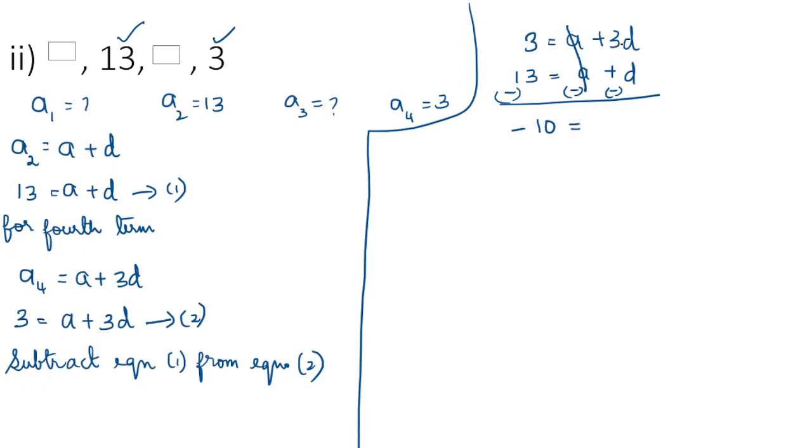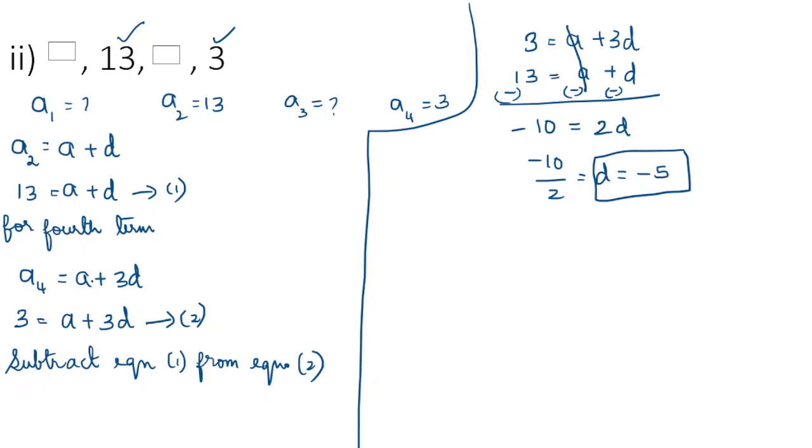How much is it? 3D. Out of 3D we have to subtract 1D, so 2D, and minus 10 divided by 2 is equal to D. Answer is D is equal to minus 5. Now what do we have to find? We need to find A1 and A3. So A1 we can substitute in any one of the equations.